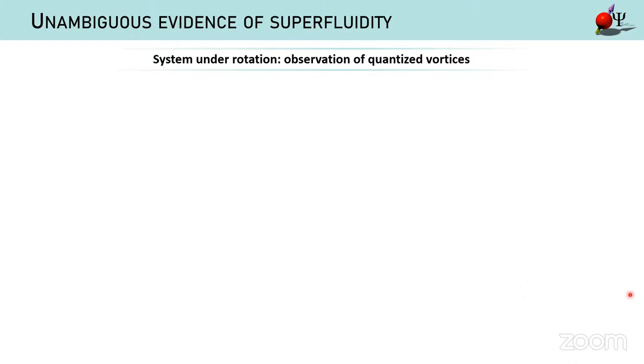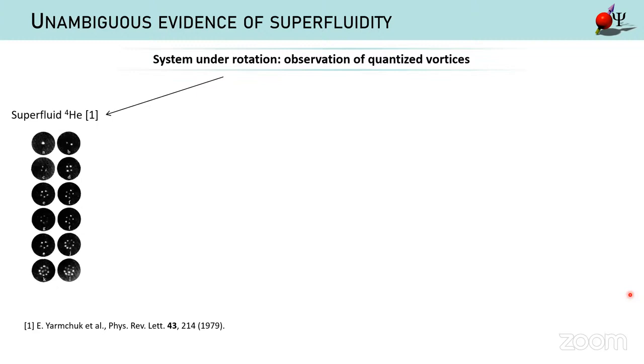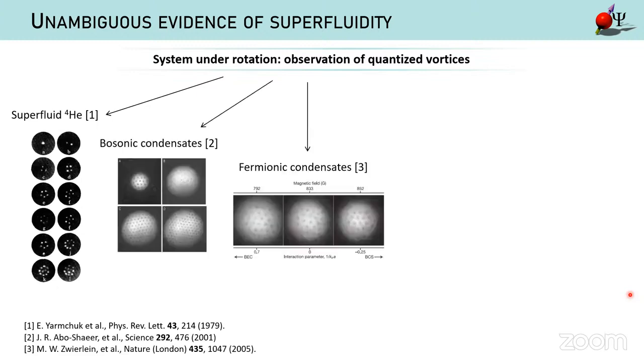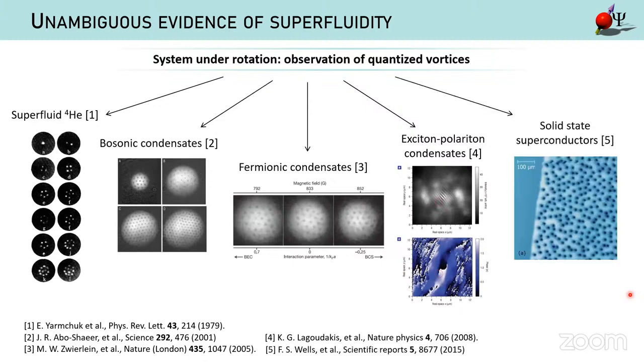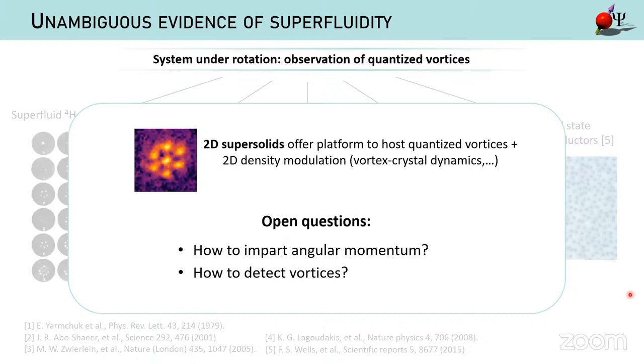Now, these vortices have been observed in many different systems, like superfluid helium, bosonic and fermionic condensates, exciton-polariton condensates, solid-state superconductors. But in all of these systems, the vortices were free to move wherever they want. Now, our 2D supersolids offer a new platform where quantized vortices sit together with another structure, which is a 2D density modulation. And this can lead to many different phenomena like vortex crystal dynamics and so on.